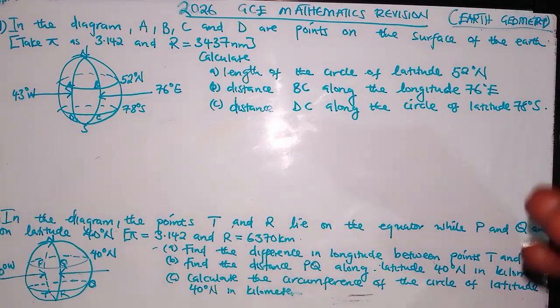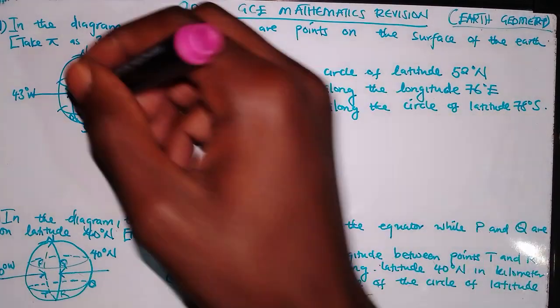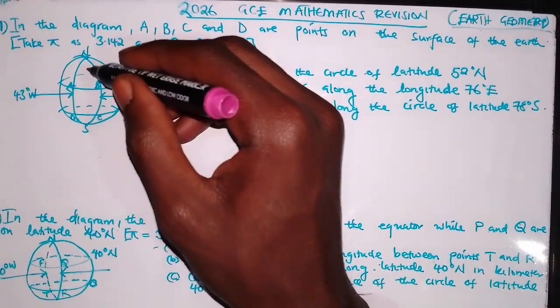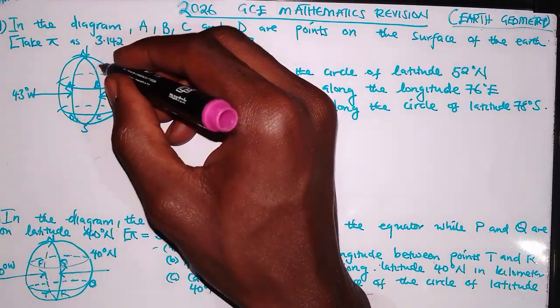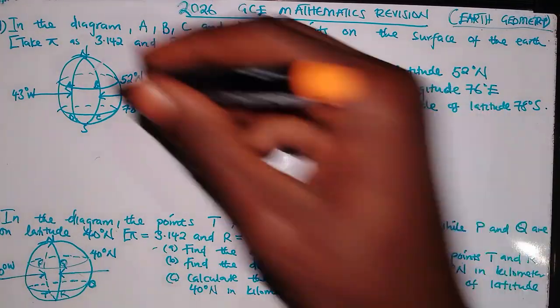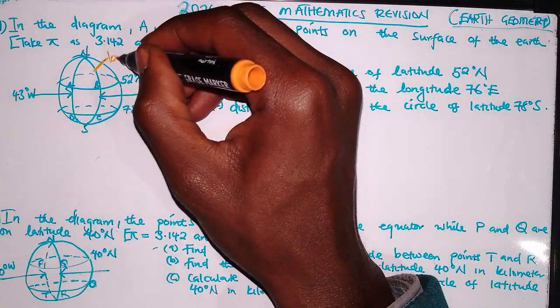First you need to understand the meaning of latitude and longitude before you start solving the distance or the length. So what do we mean when we say longitude? Longitudes are the lines that run from north to south. Whenever you see a line running from north to south, just know that this is a longitude.